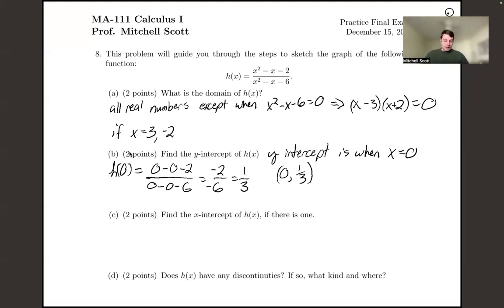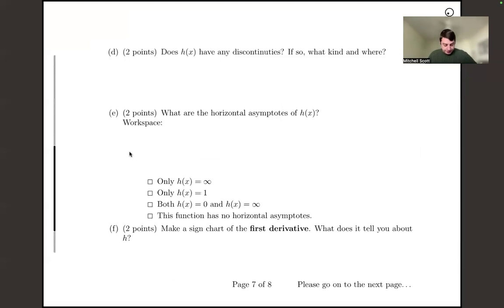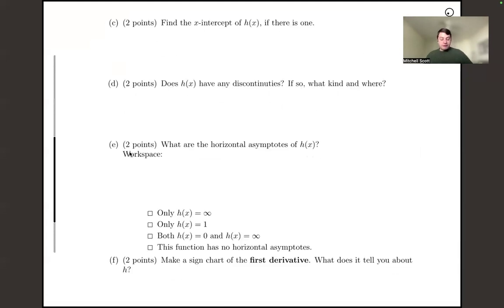Okay. So now, find the x-intercept of f of x. This is what I was talking about. Sorry, I was so excited to get this done, I forgot which one was which. Okay, this is when h of x equals 0. So we need to find the x values such that h of x equals 0, right?